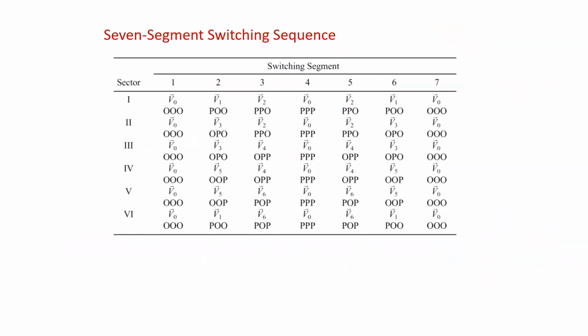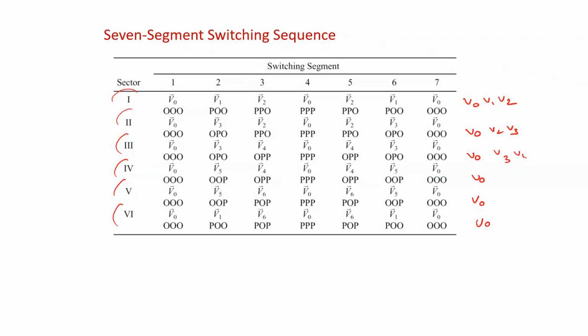So this is the overall thing, right? If it is in different sectors, sector 1, 2, 3, 4, 5, 6, 6 sectors. We already discussed that in sector 1, these 3 are responsible: V0, V1, V2. In the next sector, V0, V2, V3 are responsible. So V0 is common for all.